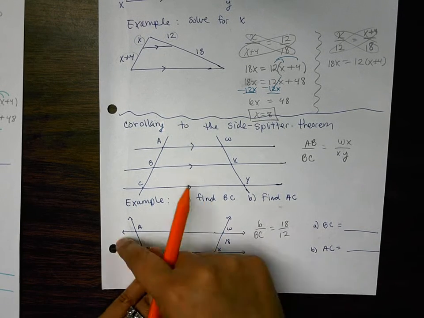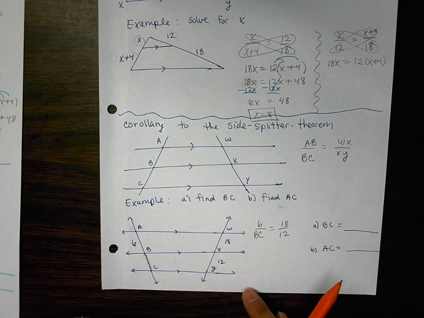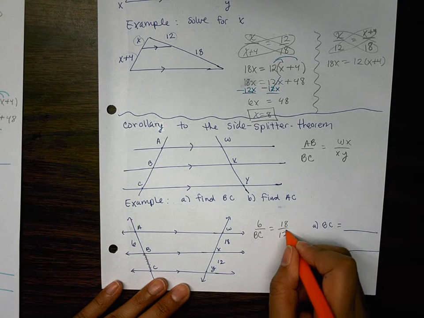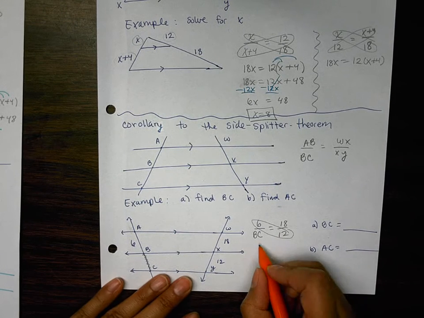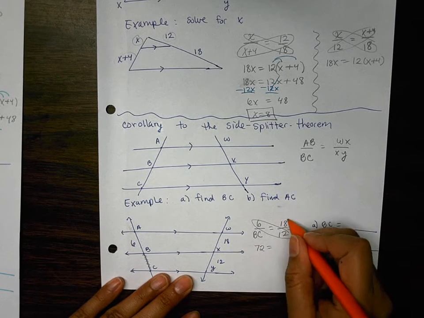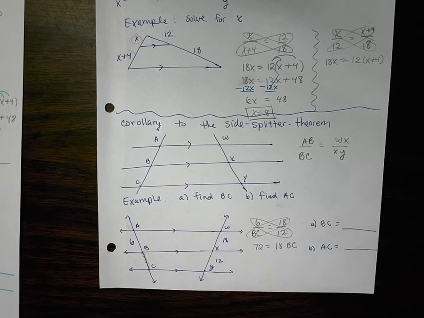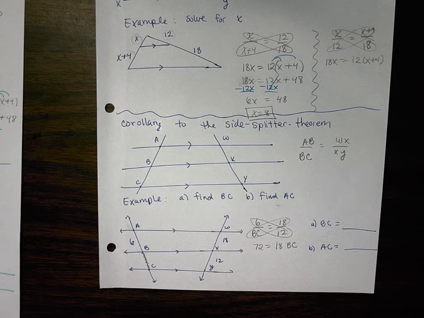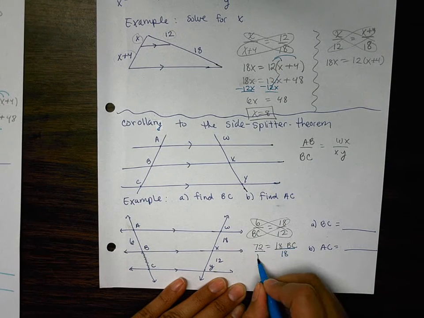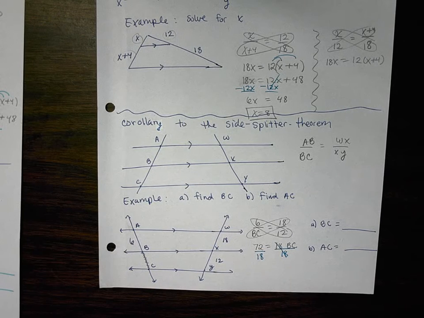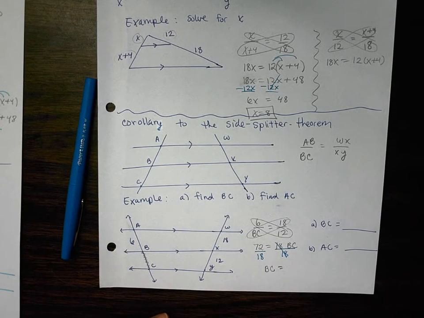Is anybody doing the top and then the bottom? No one? I just want to see if anyone was doing it. All right, cross multiply. What's 6 times 12? 72. Equals 18 times BC. I'm trying to find the length of BC, so what do I divide both sides by? 18. You guys have your calculators out there, plug it in. BC equals what? 4.